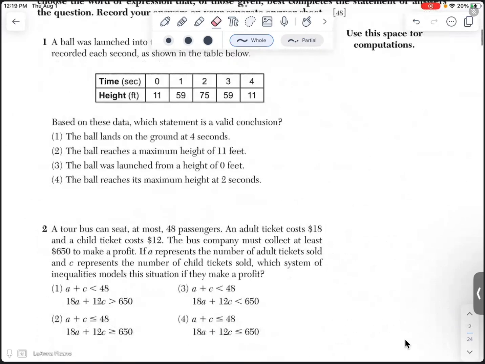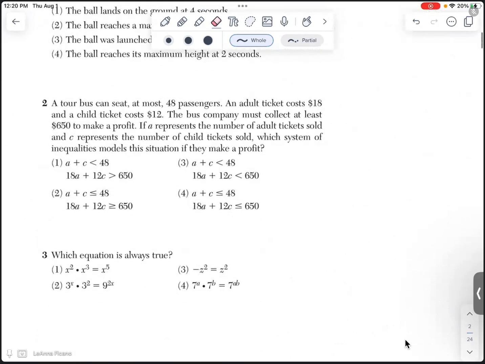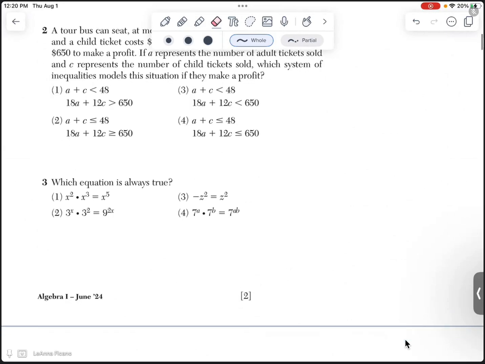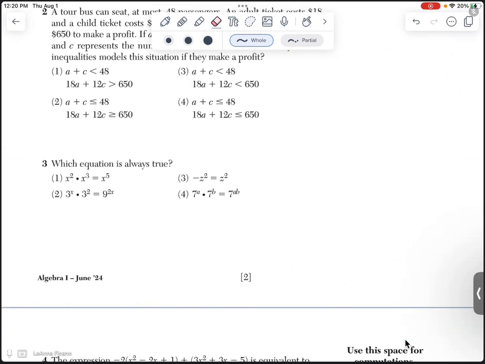And these questions involve looking for something where it's saying equivalent to, the equation is true, which solution is true, so that you're looking for an equivalent expression or something that kind of means the same thing. Okay, so let's take a look at number 3.